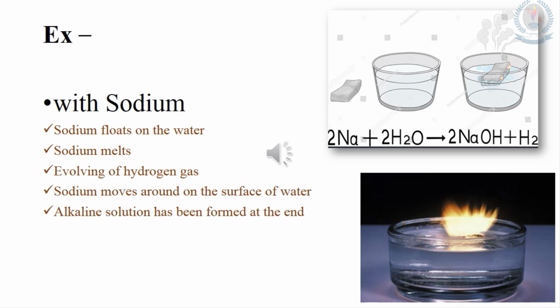And the other thing you can see is that sodium moves around the surface of the water, because hydrogen gas is not released symmetrically around that sodium ball. Therefore, this sodium is pushed around the surface of the water like a hovercraft. At the end, you can see that an alkaline solution has been formed. If you use an indicator, it will show that the solution made at the end of the reaction is highly alkaline. You can also see the piece of sodium getting smaller and smaller and eventually disappearing. That means sodium is consumed during the reaction.